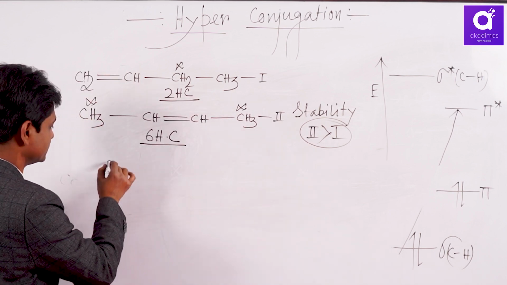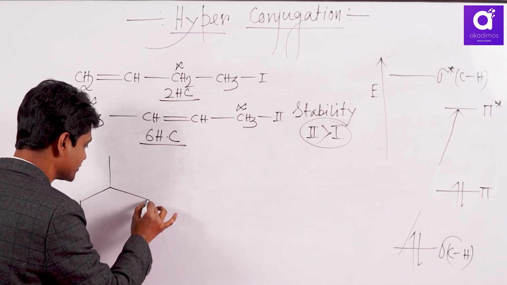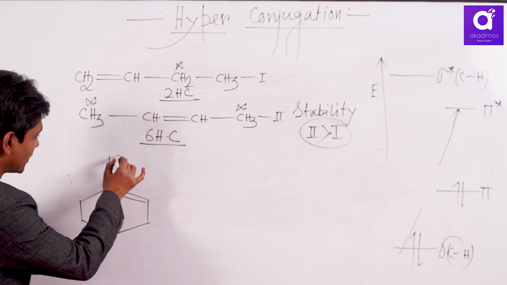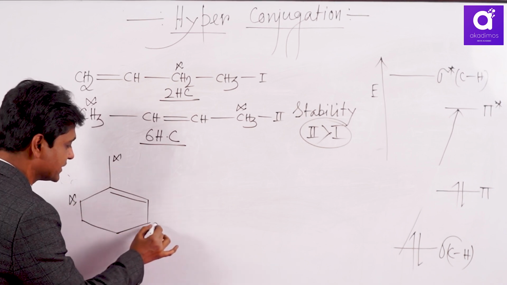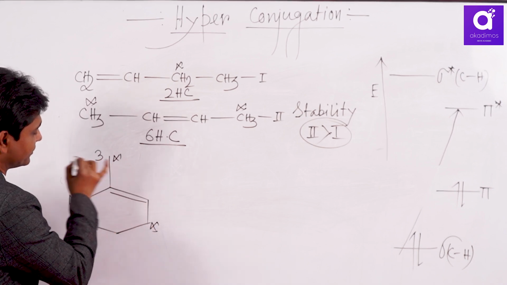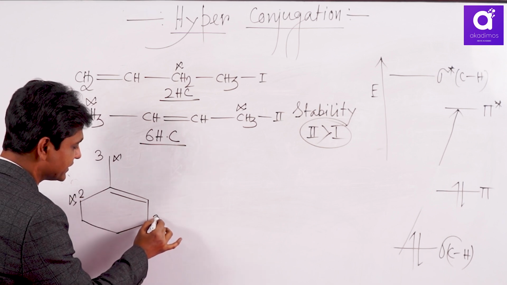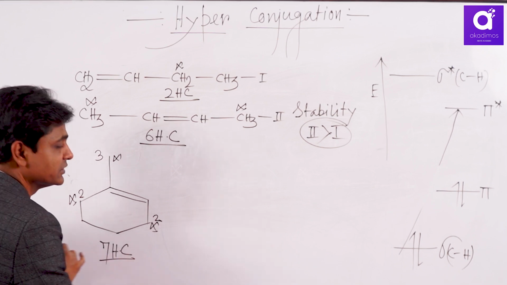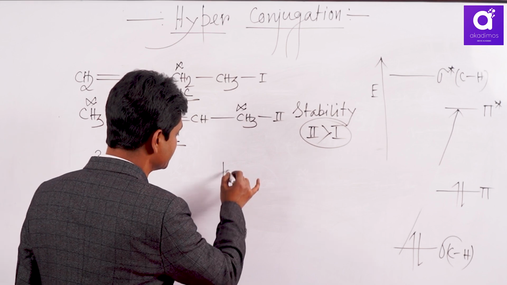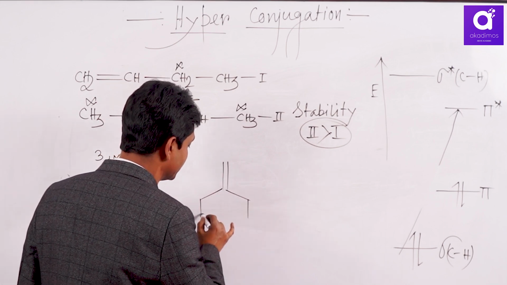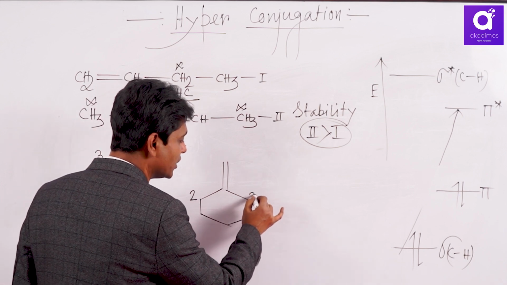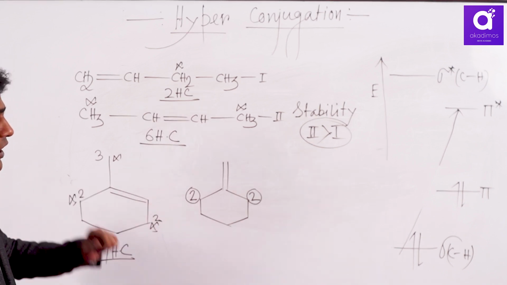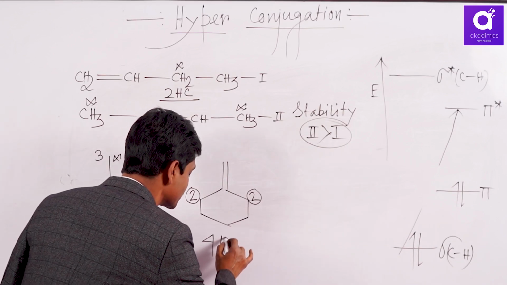Take a cyclic compound. This is cyclohexene, 1-methyl cyclohexene. This is alpha carbon, this is alpha carbon, this is alpha carbon. And here you will get 3 alpha hydrogen, here 2 alpha hydrogen, here 2 alpha hydrogen, and total 7 hyperconjugation here possible. And if I take another isomer of this, just shift the double bond here, here you will get only 2 alpha carbon and each have 2 alpha hydrogen, and here 4 hyperconjugation.